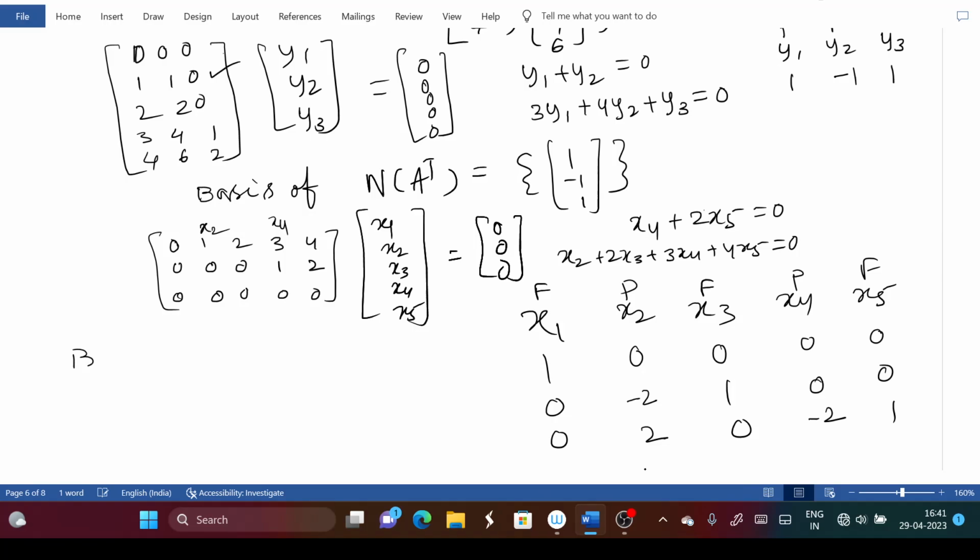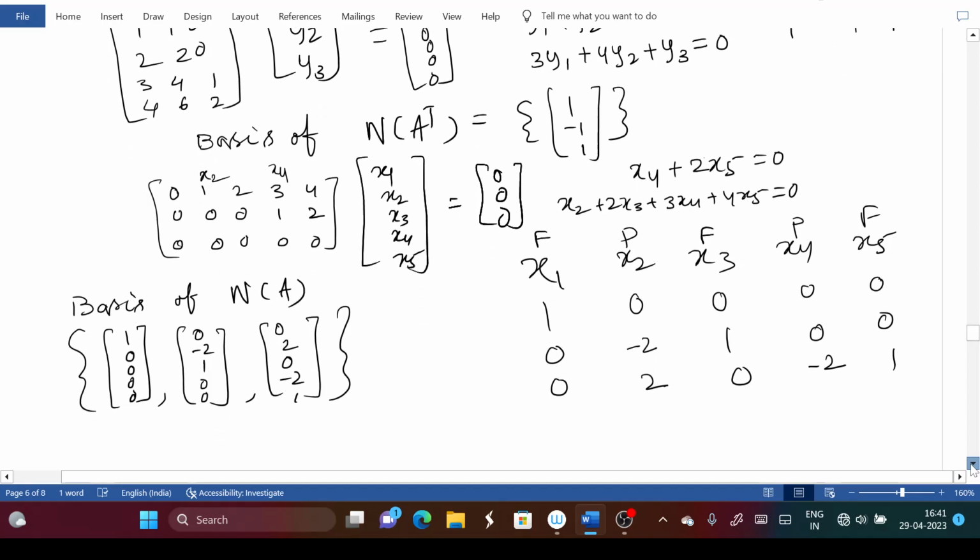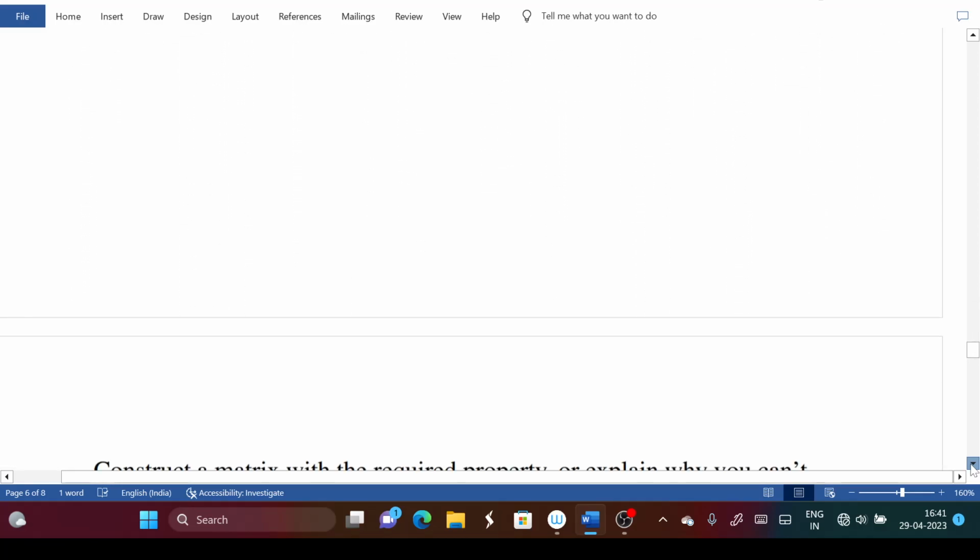What are they? Basis of N(A): 1 0 0 0 0 certainly. Then 0 minus 2 1 0 0. Then 0 2 0 minus 2 1. So with this we have done the basis for all the 4 fundamental spaces. Next we will go to the next question.